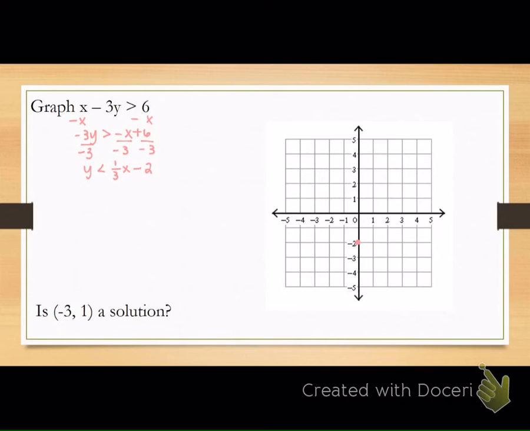So we start at negative 2, and we go up 1, right 3. Okay, before I connect these points, Jack, will my line be dashed or solid? It's dashed. This is not equal, so it's dashed.